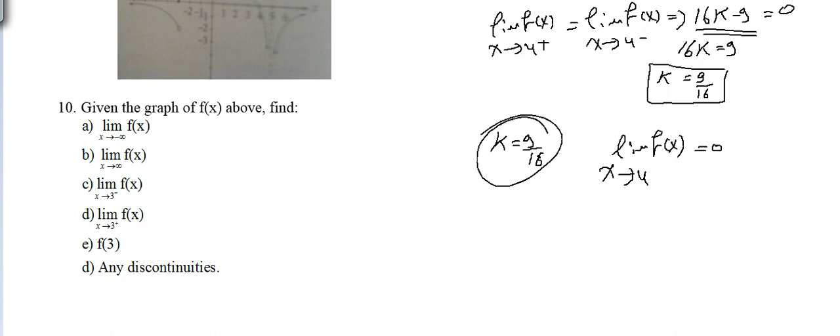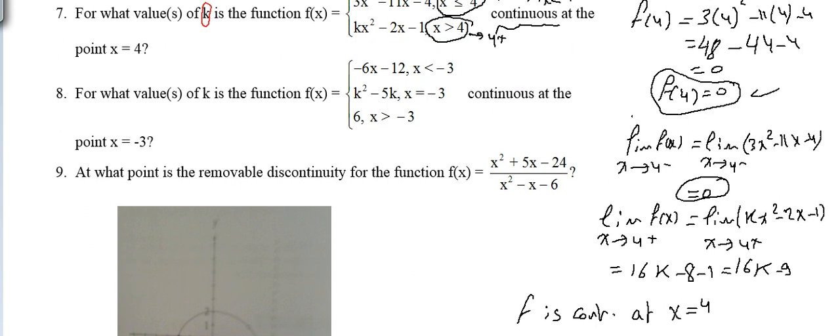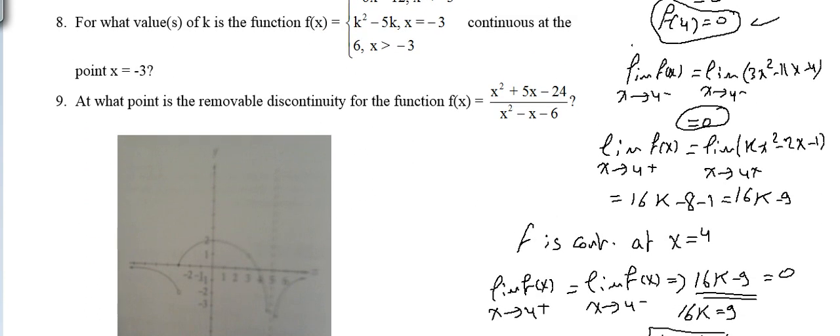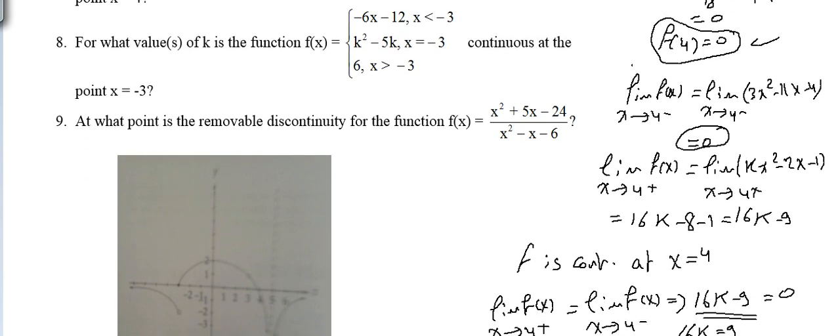And f of x as x approaches 4 minus also equals 0, and that equals f of 4. Therefore, the solution is true for k equals 9 over 16. We still have 3 numbers in this set. Number 8, we should find also the values of k in this function. Also, it's given as a continuous function at x equals -3.